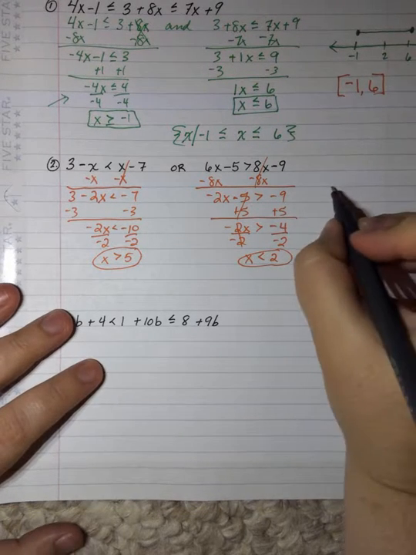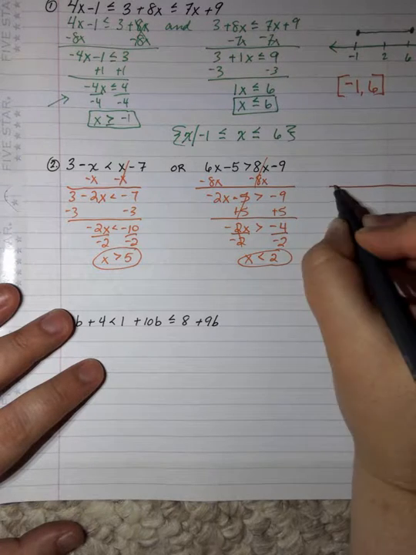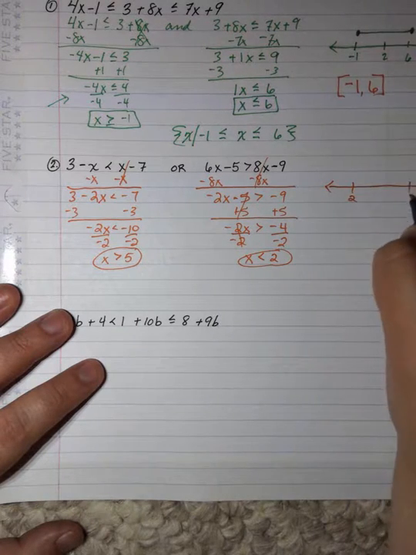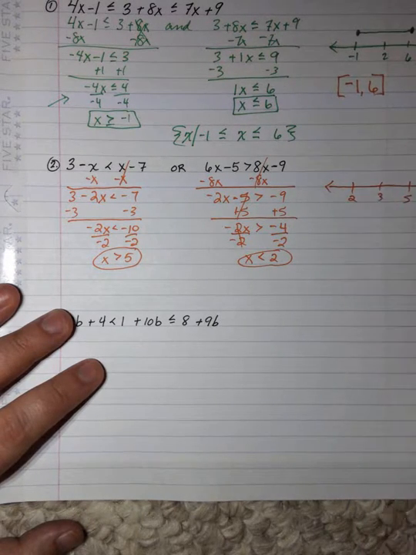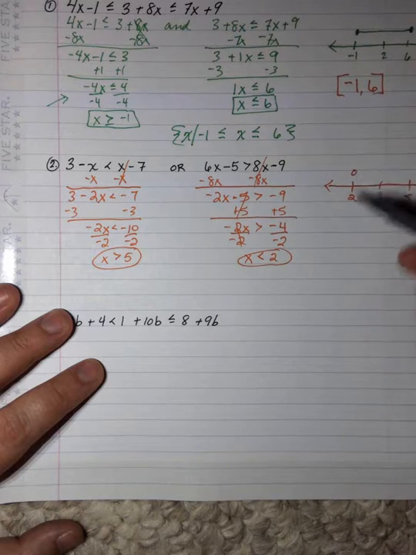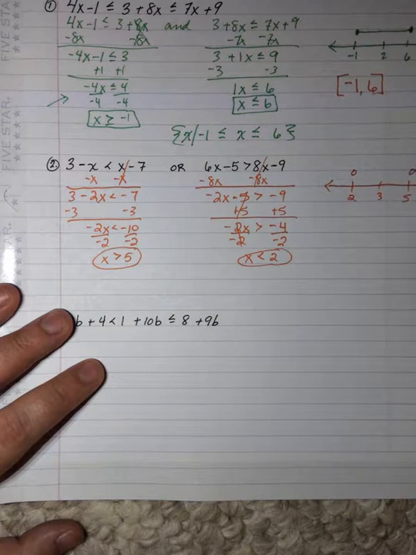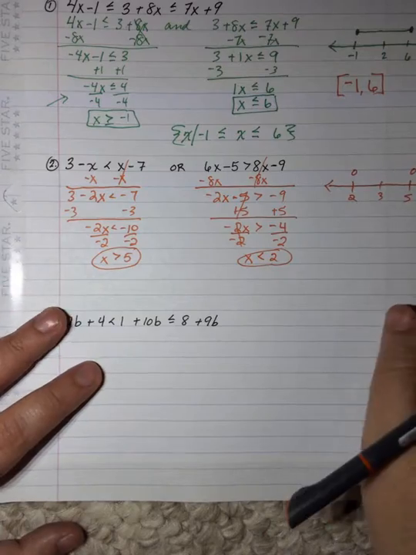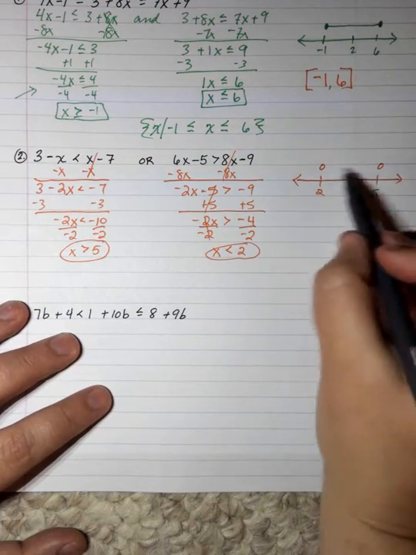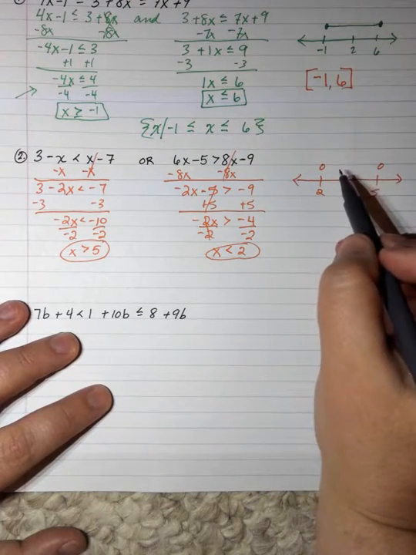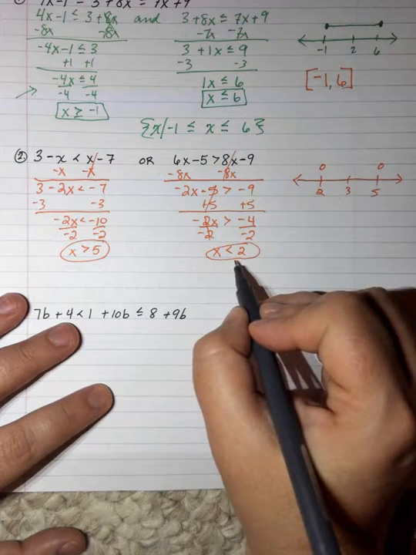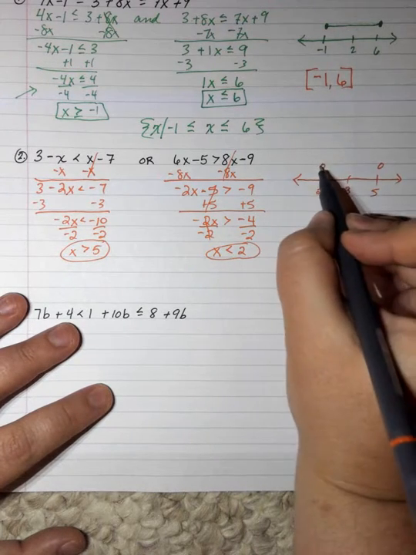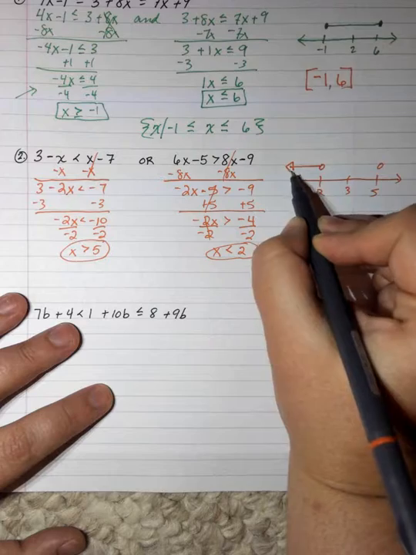So if I go to graph this, I've got 2, I've got 5, and I've got something in between. At 2 I have a hole because it's not equal to. At 5 I have a hole because it's not equal to. And we got to fight the urge to try to put it together automatically. You have to read what it says. Numbers less than 2. Well, 3 is not less than 2, so numbers less than 2 actually will go this way.